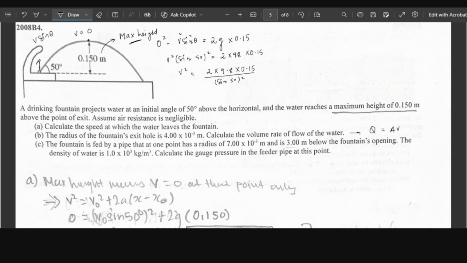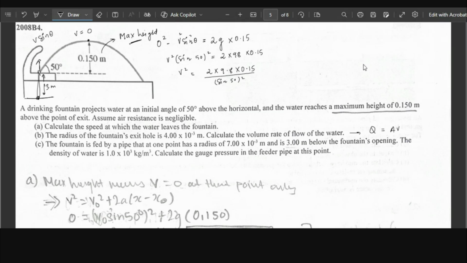C part. The fountain is fed by a pipe that at one point has a radius of 7 times 10 to the power minus 3 meters and is 3 meters below the fountain opening. So you can assume that there is a pipe like that, 3 meters below the opening. The density of water is given. Calculate the gauge pressure in the feeder pipe at this point.